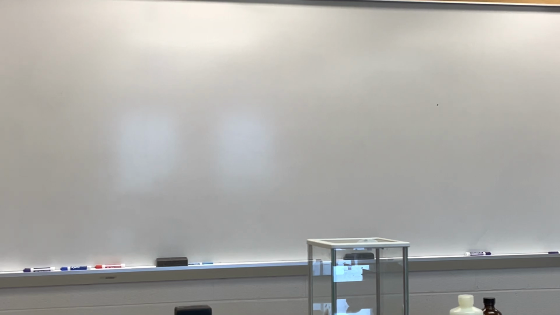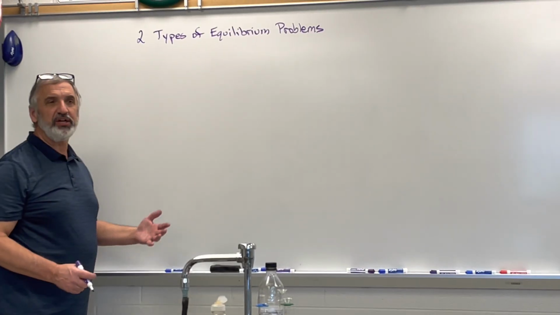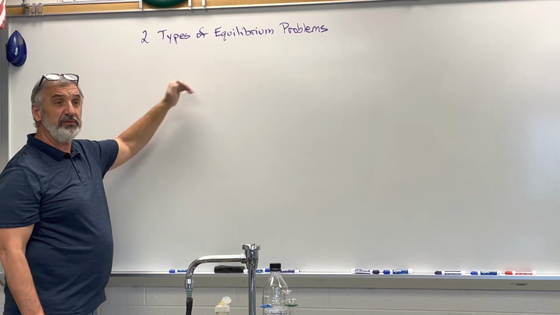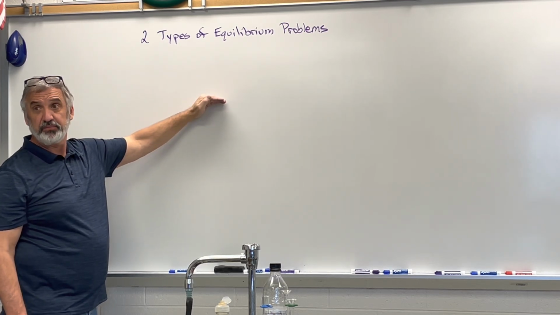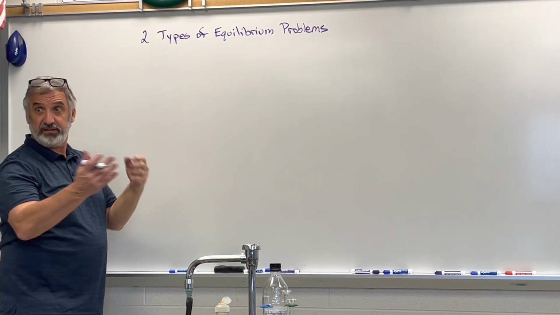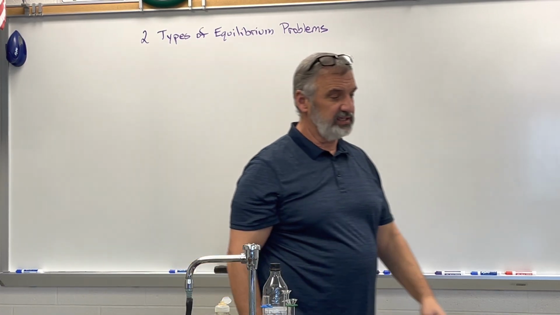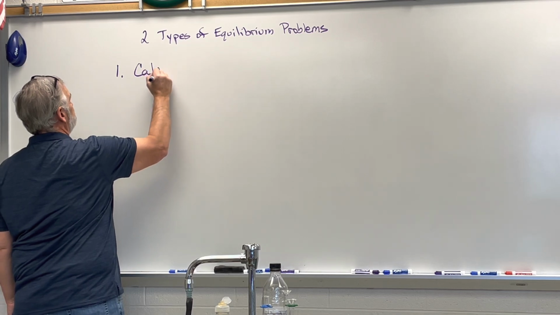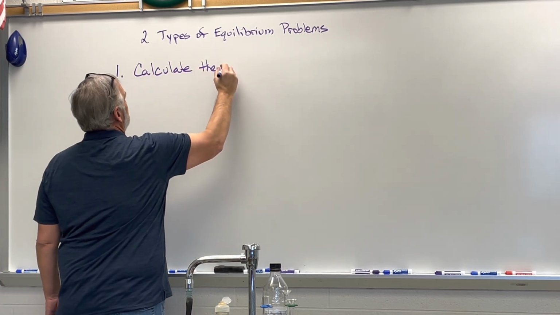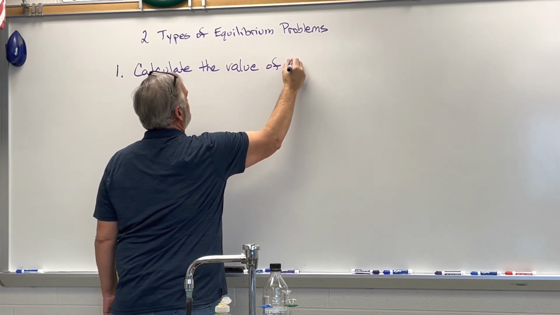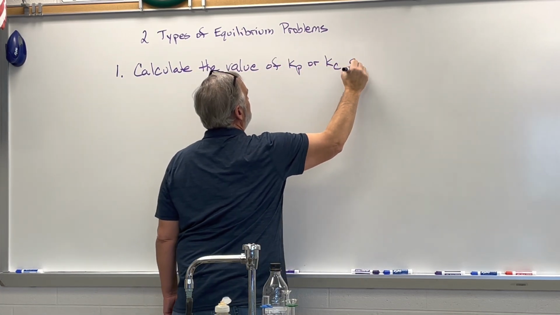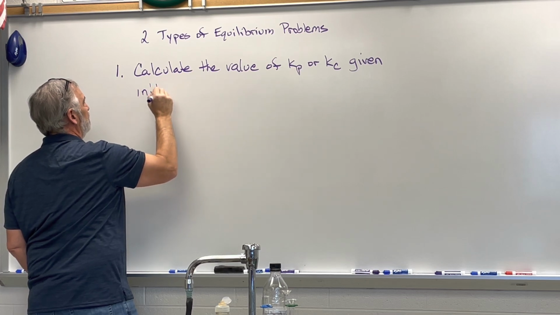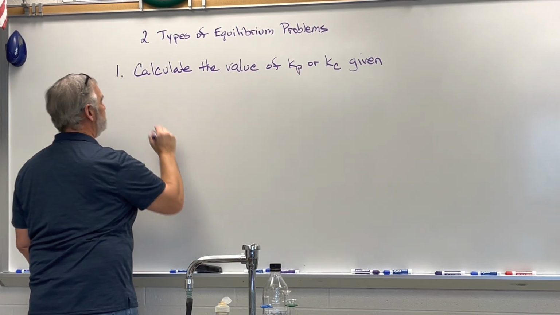Okay, so 2 types of equilibrium problems. In general, one, you're going to be given Ks, Kc, or Kp, and you have to find equilibrium concentrations, or you're going to be given equilibrium concentrations having to find Kp or Kc, either one. So just given one, find the other. So back and forth. So let's look first at calculate the value of Kp or Kc, given equilibrium concentrations.